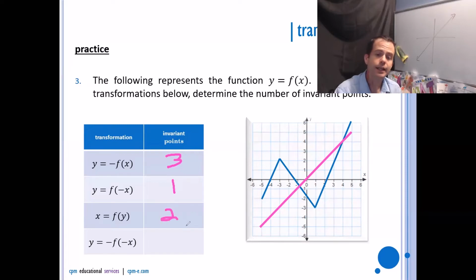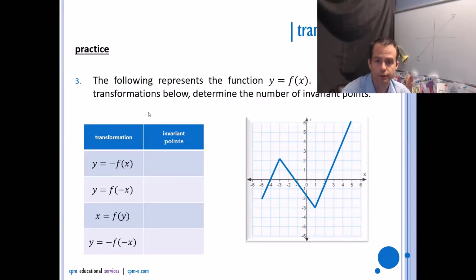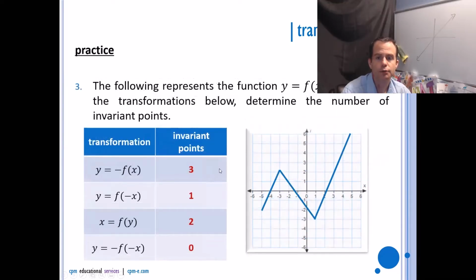And then negative f of negative x, I'm doing both a horizontal and a vertical reflection. If I'm doing both a horizontal and a vertical reflection, the only possibility for an invariant point is at the origin, and there is no point at the origin, so there would be no invariant points. Okay, so 3, 1, 2, and 0.